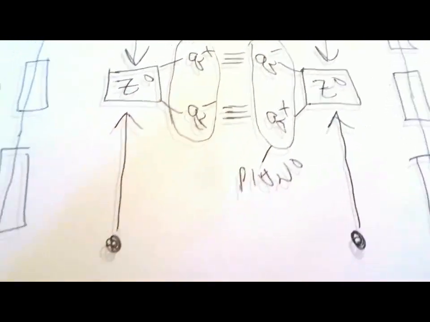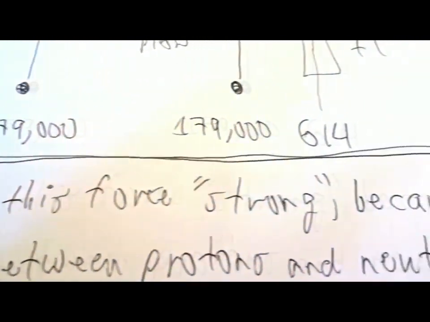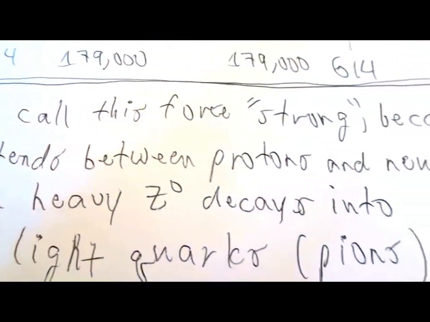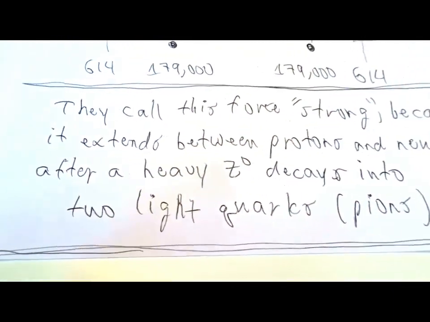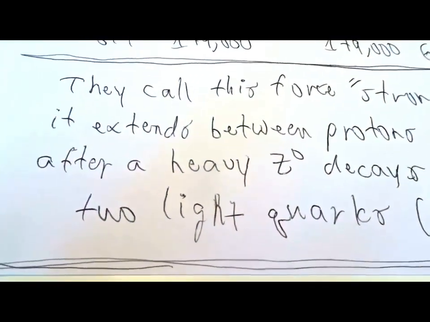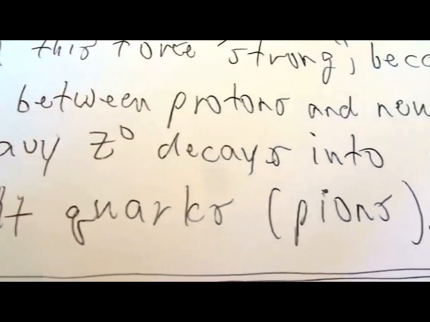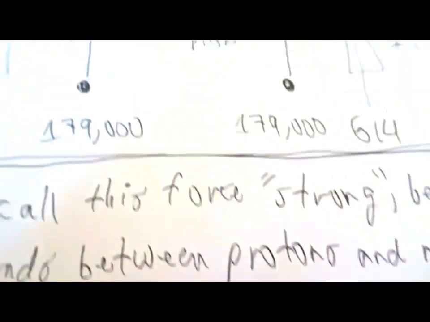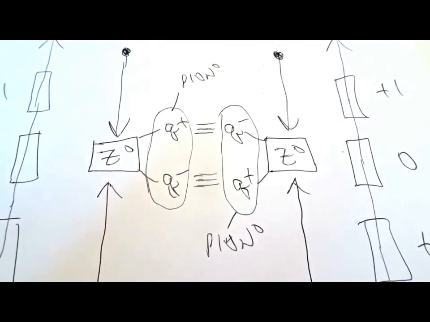Let's do some calculations now in the next second based on these masses. They call this force strong because it extends between a proton and several neutrons over some distance after the heavy Z particle decays into light quark-antiquark pairs or pions so they can travel some distance through space.